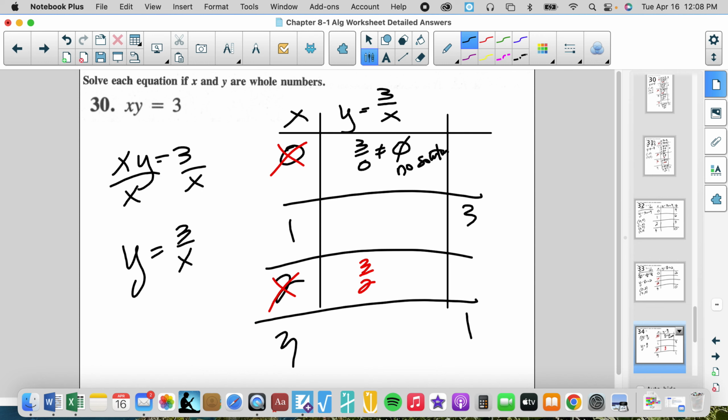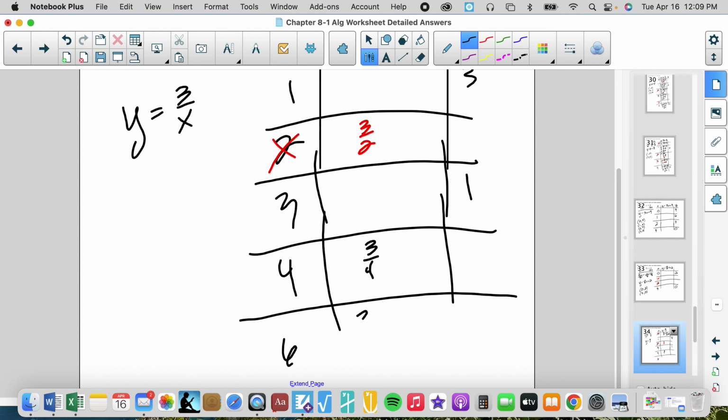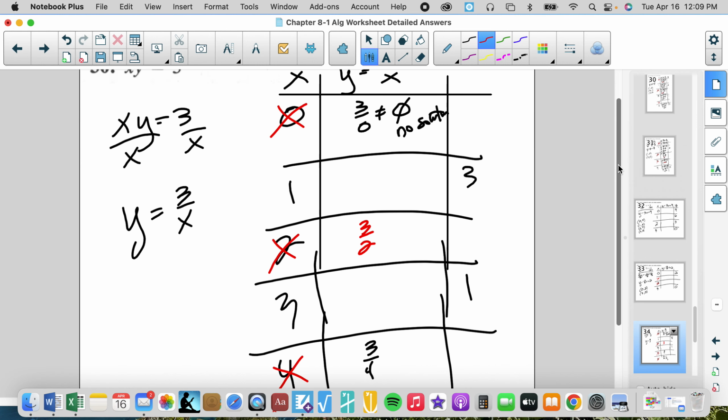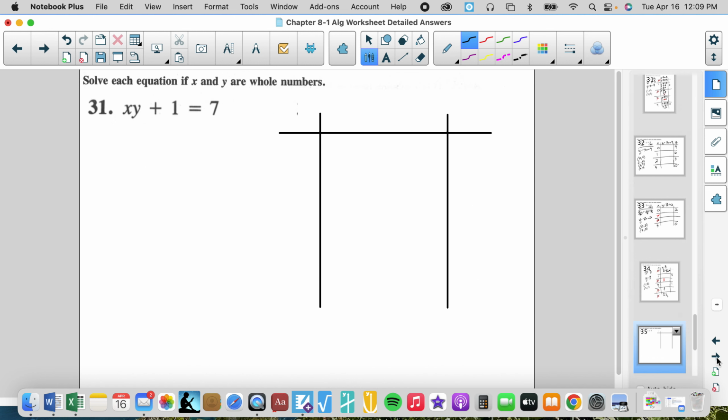That's 1. Are we ever going to get 0? What if we go 4? That's 3/4. Not good. That's a fraction. And do you notice how as we increase, 4 is 3/4? Well, let's use 6. Nope. That simplifies to 1/2. And what do we notice about those numbers? They keep getting smaller and smaller and smaller. So these never work. So we only have 2 solutions. We have 1, 3 and 3, 1 are our solutions for this.